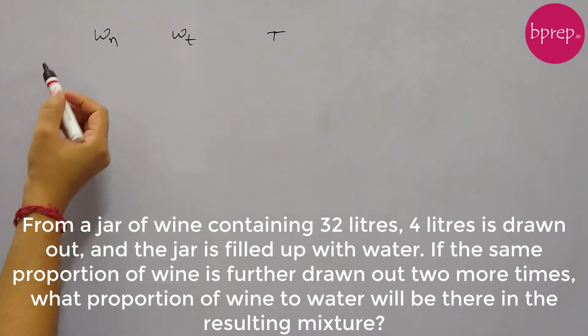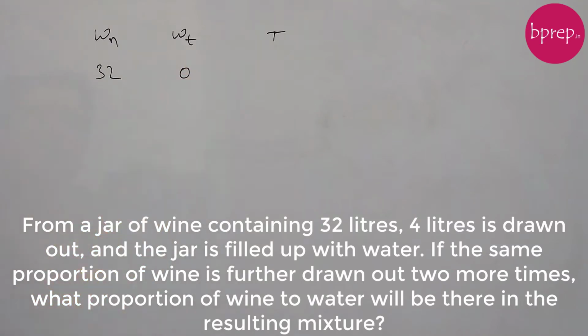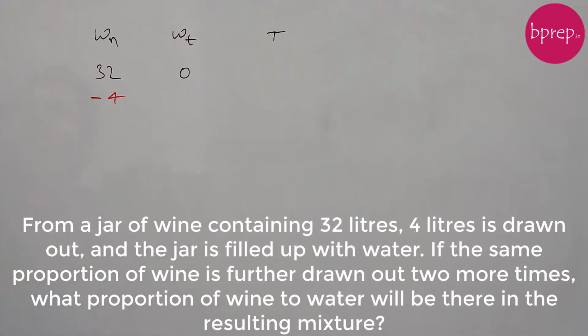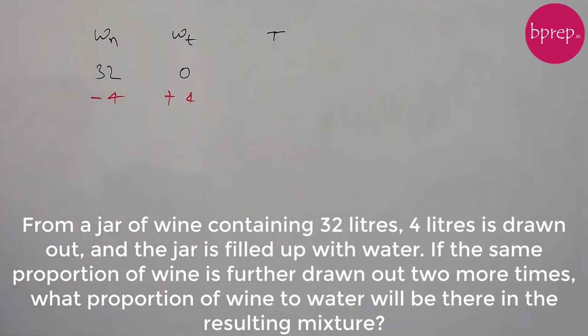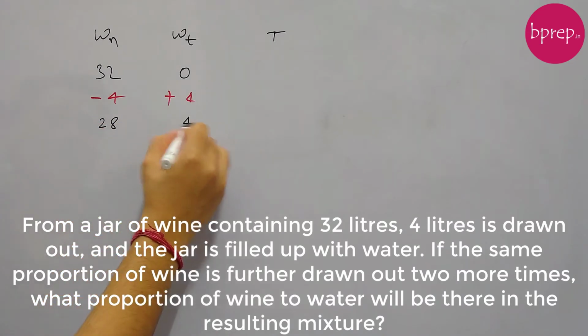So initially the jar was having 32 liters of wine and 0 liters of water. Okay. And then 4 liters of wine is taken out. So minus 4. And it's replaced with water. So we can say plus 4 here in the water. Okay. So what we have now, 28 liters of wine and 4 liters of water.